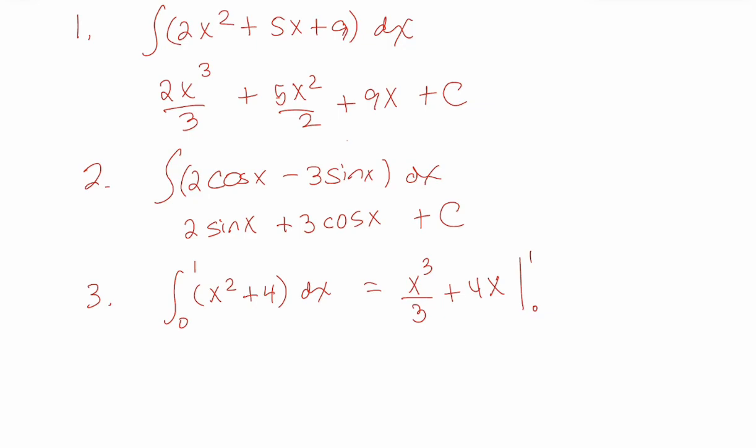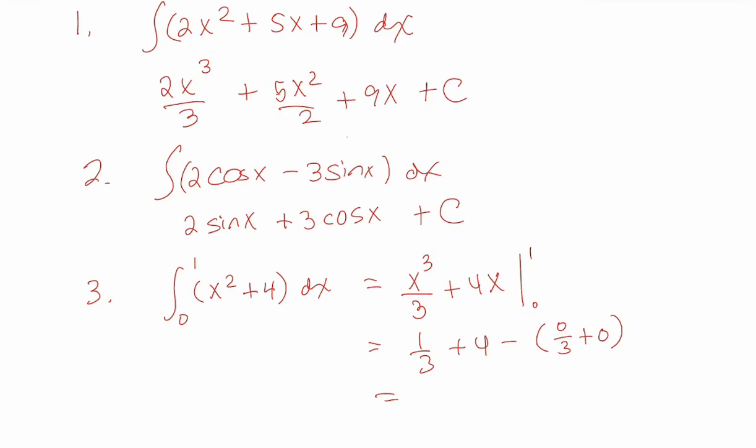Okay. So now when we stick in our upper bound, that would be 1/3 plus 4, minus when we stick in our lower bound, which would be 0/3 plus 0, which is 0. So it's going to be 13/3. Don't always assume that plugging in 0 is going to result in an answer of 0, because it doesn't always work that way. Okay, so just so you're aware.